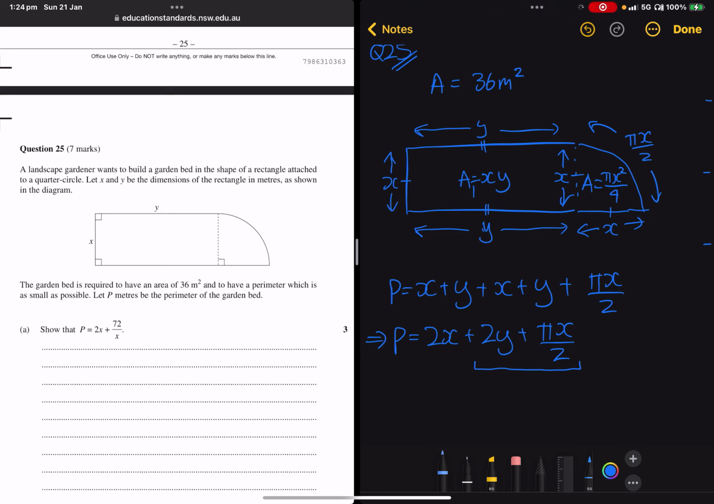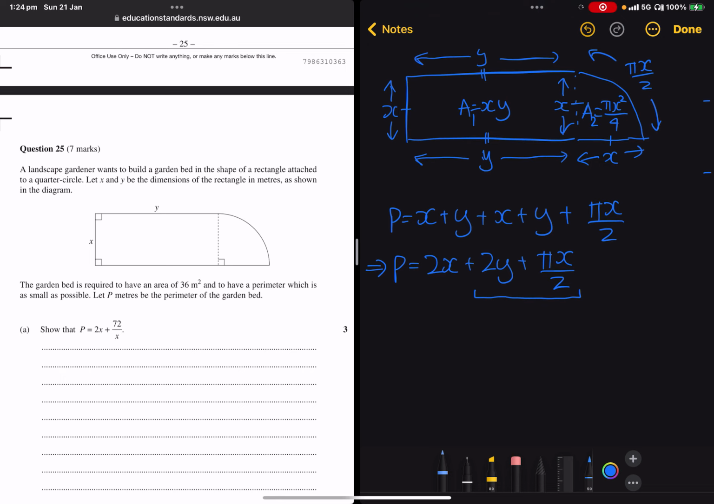So really what we need to do at this point is show that 2y plus pi x on 2 is equal to 72 on x. And we're going to do that by using the areas. An important piece of information we were given at the start is that the area of the garden bed is definitely 36 meters squared. This means the sum of the two areas in the shape will be 36 meters squared. So we know 36 is going to be equal to x times y plus pi x squared on 4.